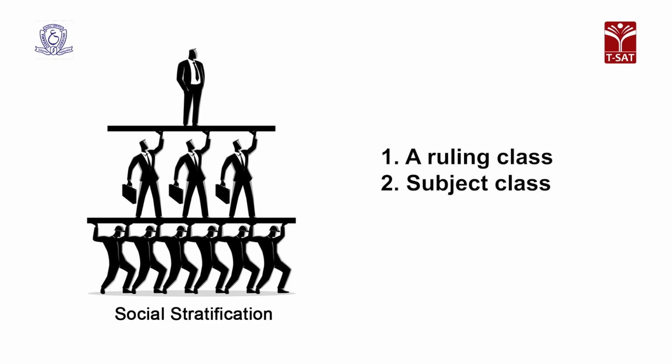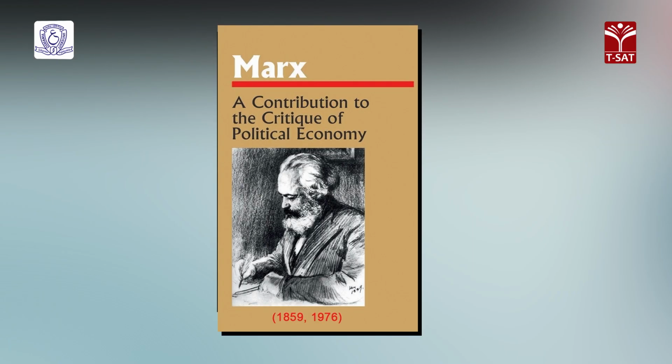In all stratified societies, there are two major groups, a ruling class and a subject class. The ruling class exploits the subject class. As a result, there is a basic conflict of interest between these two classes. Marx further stated in his work, Contribution to the Critique of Political Economy, that the various institutions of society such as legal and political systems, religion, are the instruments of ruling class domination and serve to further its interests.